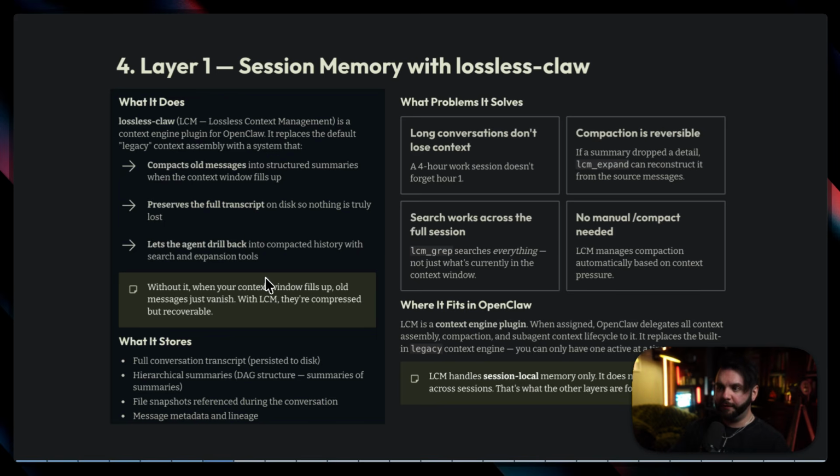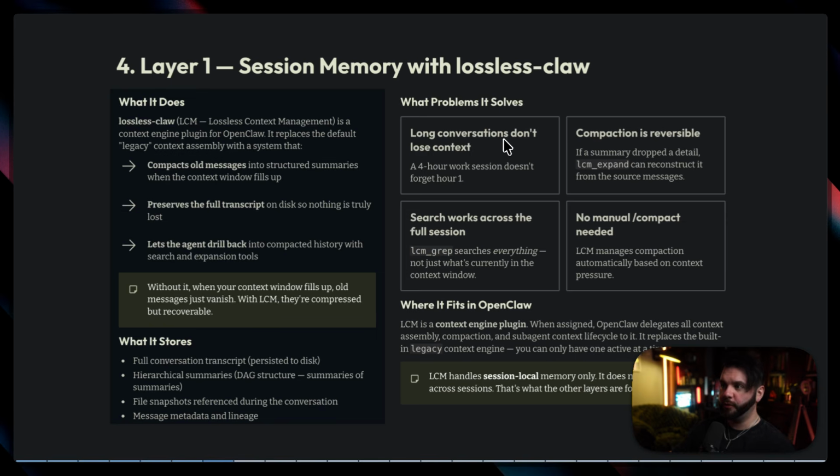Without it, when your context window fills up, old messages just vanish. With LCM, they're compressed but recoverable. It stores full conversation transcripts, hierarchical summaries following a DAG structure, file snapshots referenced during the conversation, and message metadata and lineage. This solves multiple problems.